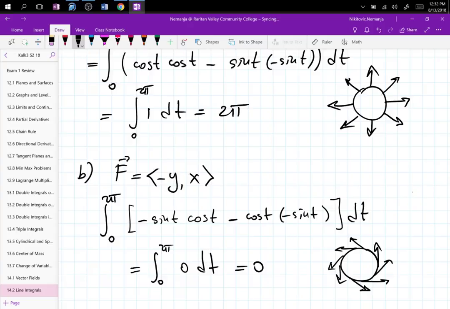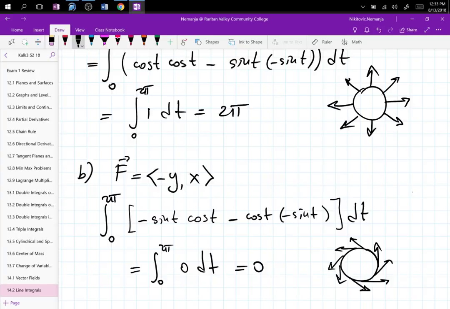Radial field, flux is max. Now they're going to ask you to calculate all different types of things. You just go around and you chase your vectors.